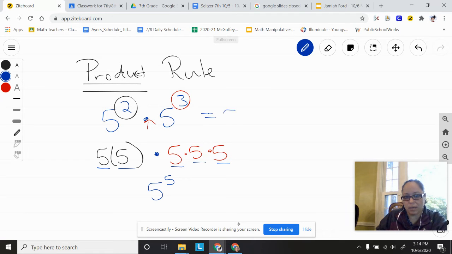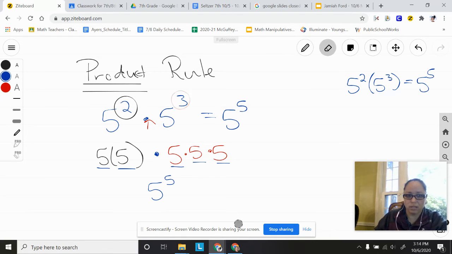So we're going to keep that in mind. That's 5 to the 5th power. So since I want to keep it in mind, I'm going to write it over here. 5 to the 2nd power multiplied by 5 to the 3rd power is equal to 5 to the 5th power. All right, erase all of this, and we're going to have our second problem.